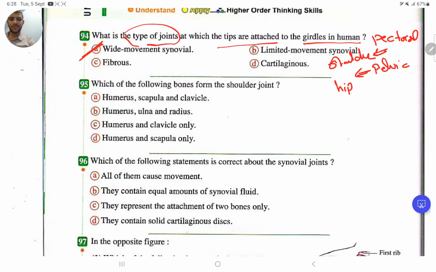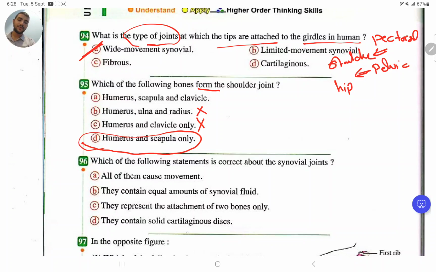In 95, which of the following bones form the shoulder joint? For the shoulder joint, I have scapula and humerus only. Humerus and clavicle, not. Humerus with ulna and radius, no, that is the elbow joint, not the shoulder joint. Humerus, scapula and clavicle, no. Scapula and humerus only from what we studied. It is a direct question.